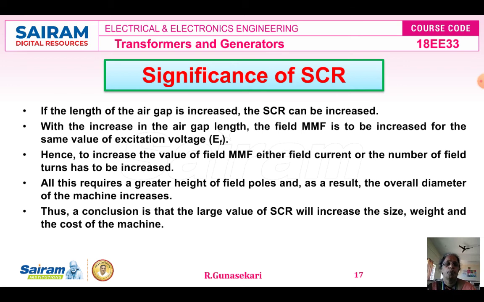So the final conclusion is that a larger value of the short circuit ratio increases the physical size and weight of the synchronous machine, and the cost of the machine. If the height of the field pole is very high, the overall diameter of the machine increases, so the weight of the machine also increases, and the cost of the machine also increases.